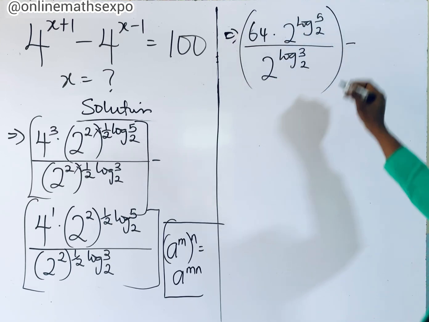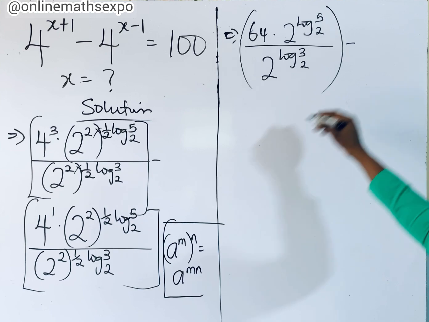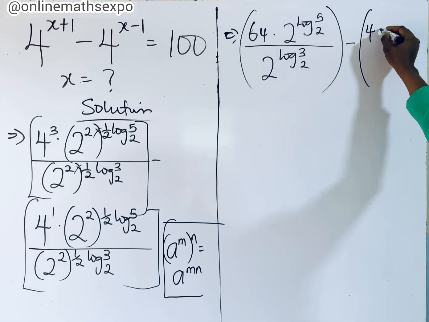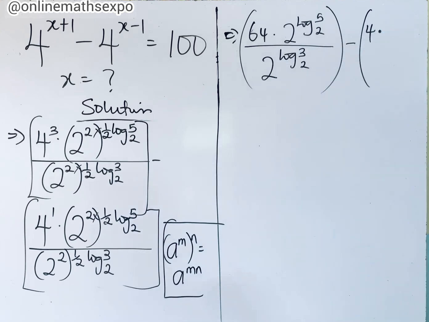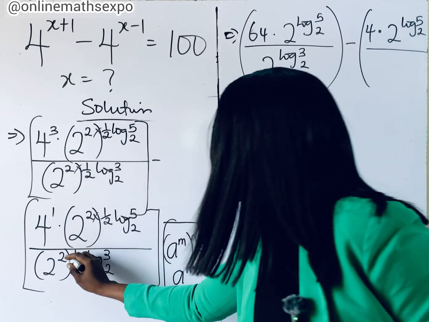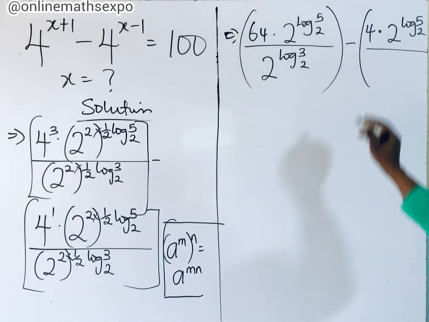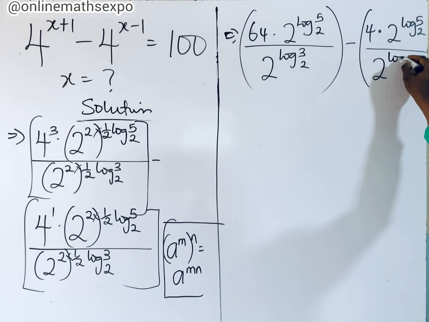Then minus 4 to the power of 1, which is 4, multiplied by, this we cancel to give us 1. So we have 2 log 5 base 2 divided by, this will give us 1, so we have 2 log 3 base 2. We are coming closer. So what do you do?